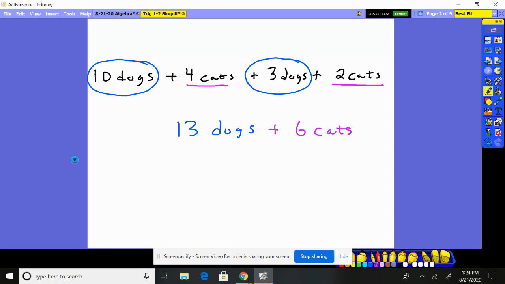And we know we can't put the dogs and cats together. They're separate items. They're separate things. We only can combine things that are exactly the same.